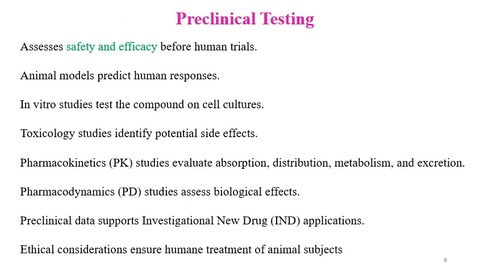Preclinical testing. Once it is proved that the target is validated, the lead structure is finalized, and it is showing the activity, then the preclinical testing comes. In this preclinical testing, assessment of the safety and efficacy before human trials is done. So in this, animal testing is performed, animal models are prepared to predict the human responses.